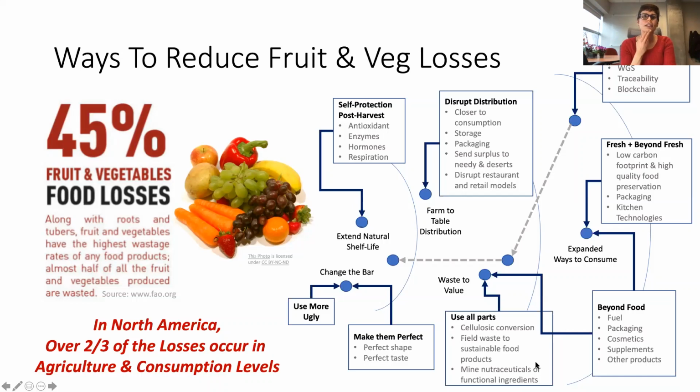So let me see on the example. Perfect shape, that wouldn't be ideal. But for example, here, there is a lot of work on delivery systems to extract some nutraceuticals and make them useful or better absorbable by our body. Or for example, extracting pigments that are not necessarily used.